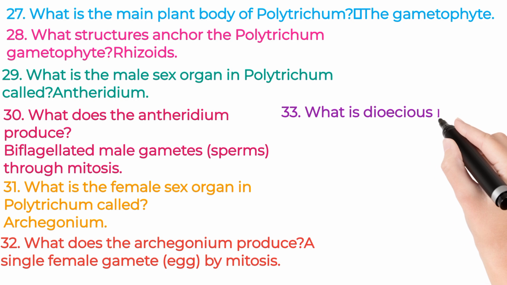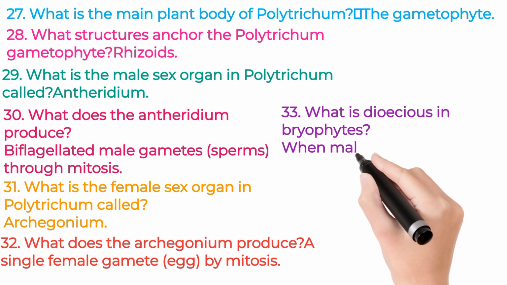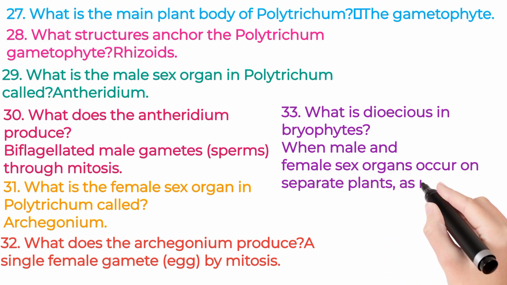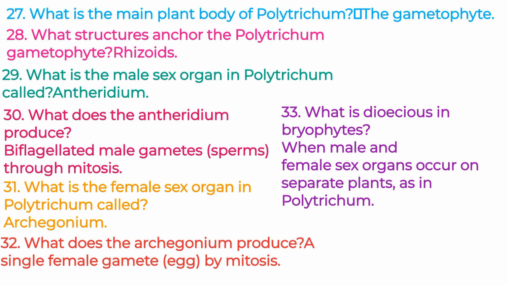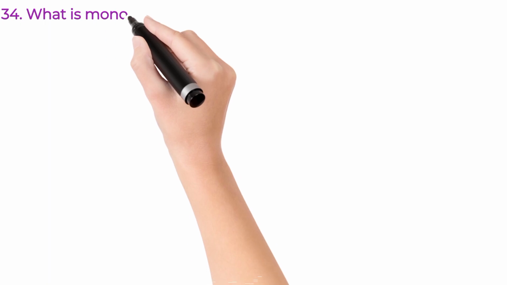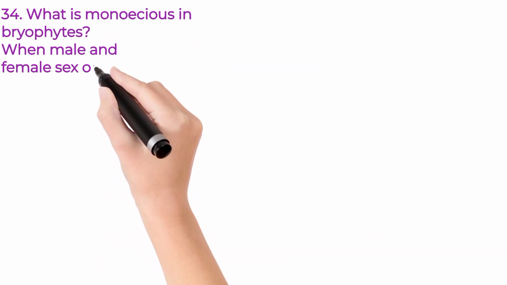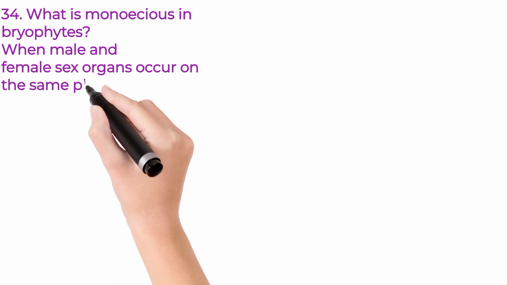33. What is dioecious in bryophytes? When male and female sex organs occur on separate plants, as in Polytrichum. 34. What is monoecious in bryophytes? When male and female sex organs occur on the same plant, as in Funaria.